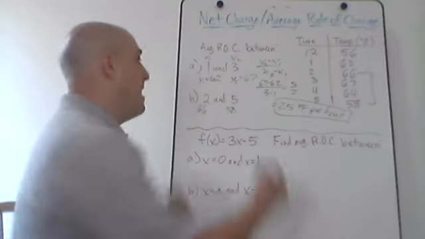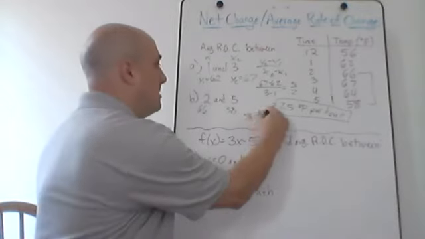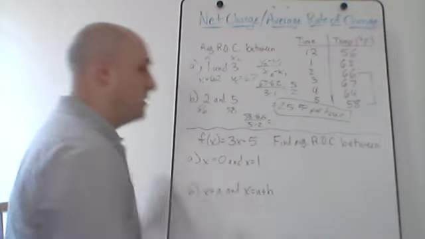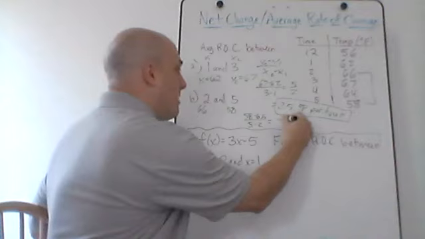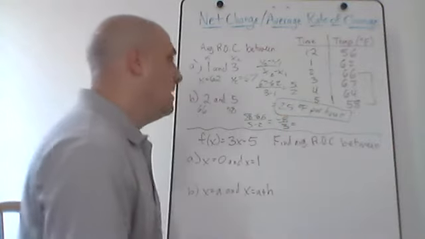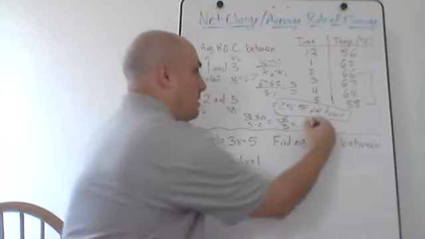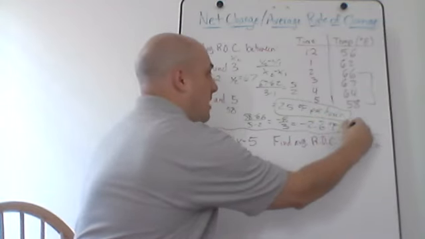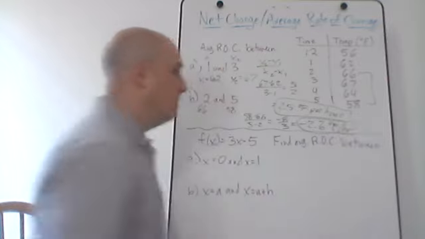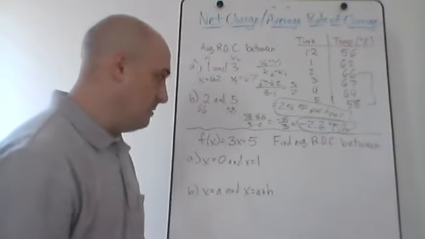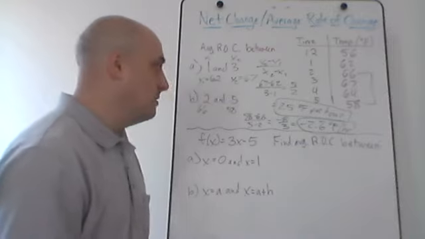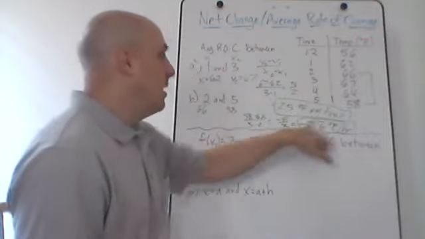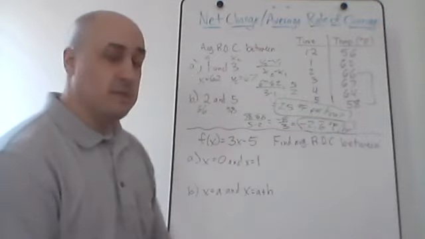To find my average rate of change, it's going to be 58 minus 66 over 5 minus 2. That's y2 minus y1 over x2 minus x1, which is negative 8 over 3, which would be negative 2.6 repeated degrees Fahrenheit per hour. I think that's what that comes out to. 3 goes into 8, 2 times with 2 left over. So it's negative 2.6 repeated. So between 2 and 5 o'clock, on average, the temperature dropped 2.6 degrees Fahrenheit per hour.